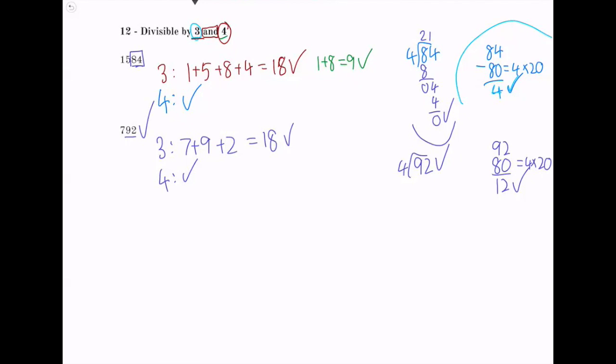And this means that 792 is going to be divisible by 12. Since we have that 92 is divisible by 4 and by 3, this big number, 792, is also going to be divisible by 12.